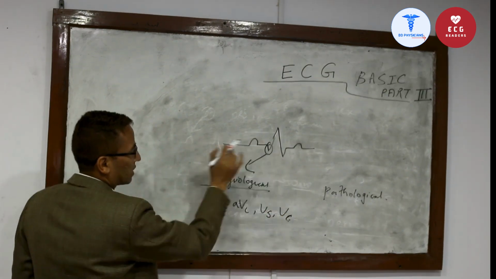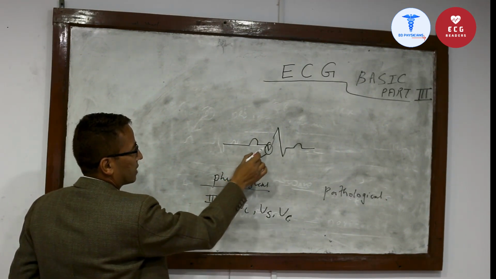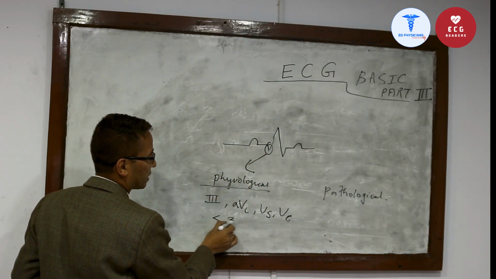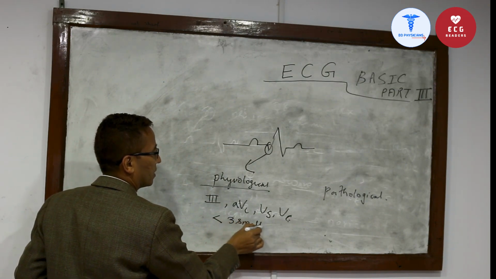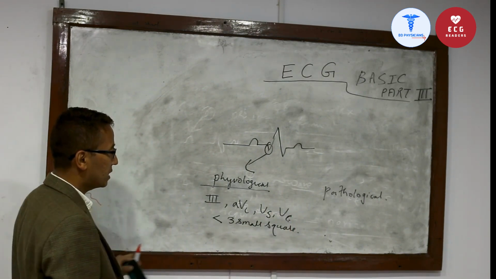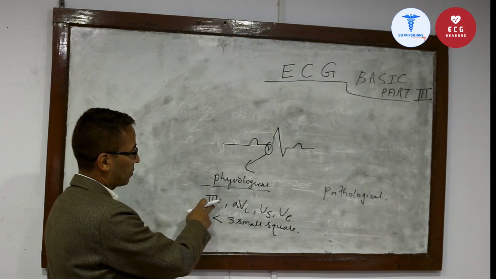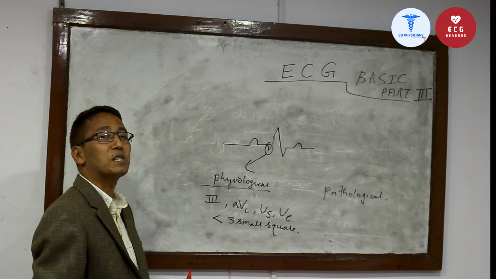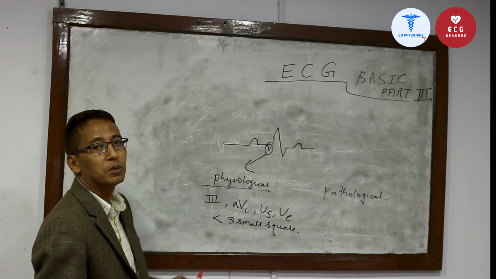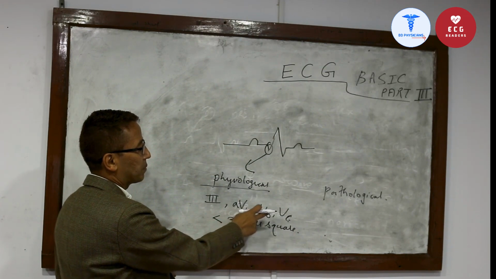What is the criteria? Normally the depth should be less than 3 small squares. This physiological Q wave, whose depth is less than 3 small squares, is properly visualized in lead 3 during deep inspiration. If the person does not take a deep inspiration, in expiration this physiological Q wave may be absent, and it is normally present in the leads AVL, V5 and V6.